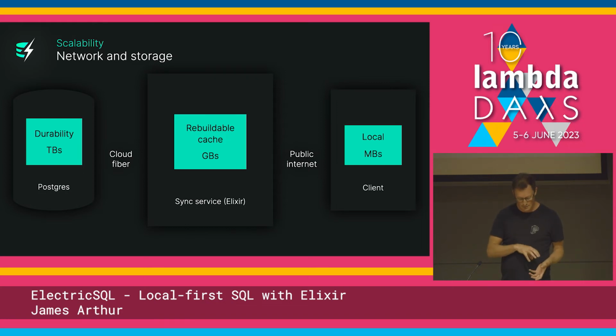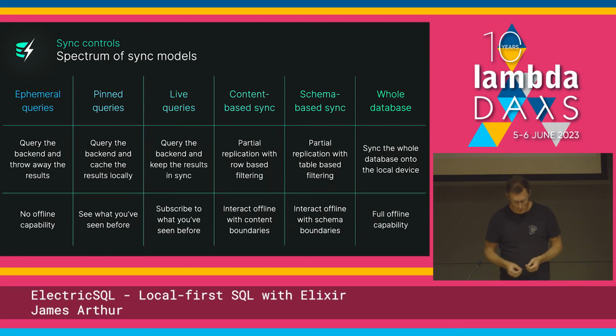And then, particularly when you go to the local devices, you're going over the public internet, they've got much less storage, much less memory, and you want to transfer less data, or a subset of the data, onto the local device. What we've worked out very hard as a project is designing and implementing a model that allows you to implement whichever strategies you want to optimize the way that you do dynamic partial replication of data from the central Postgres onto the local devices.